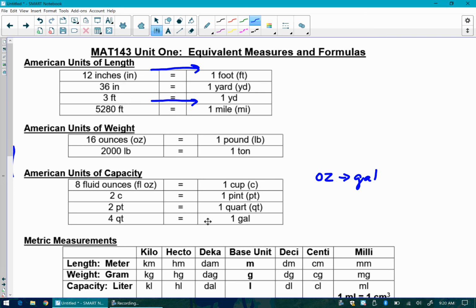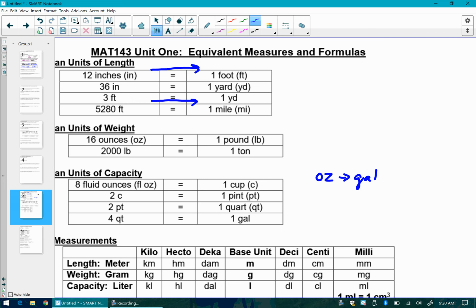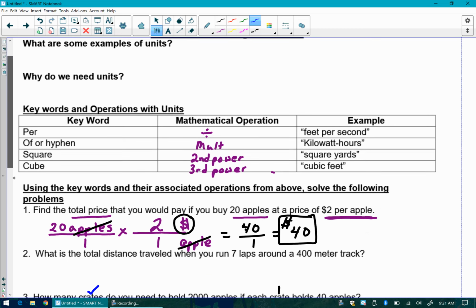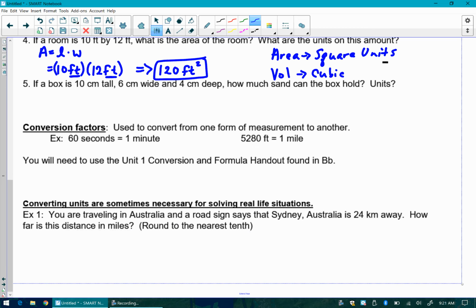Looking on down, back on the front page, we are at example 1 below. It says you're traveling in Australia, and the road sign says that Sydney is 24 kilometers away. They're asking us how far this distance is in miles. So we start with our 24 kilometers.